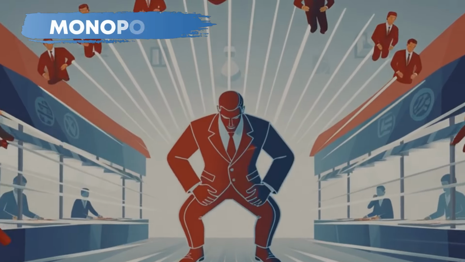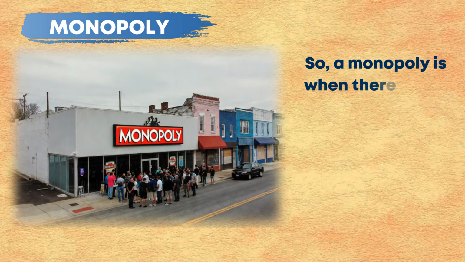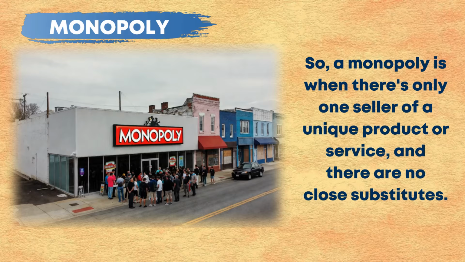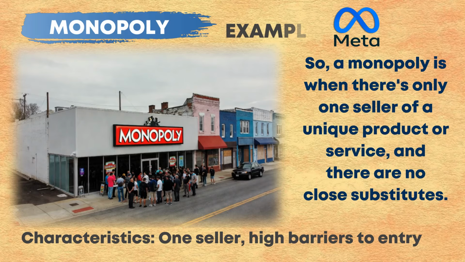First up, we have the monopoly. Mono means one, right? So, a monopoly is when there's only one seller of a unique product or service, and there are no close substitutes. Characteristics: one seller, high barriers to entry, meaning it's super hard for new companies to get in, and the monopolist has a lot of control over prices.